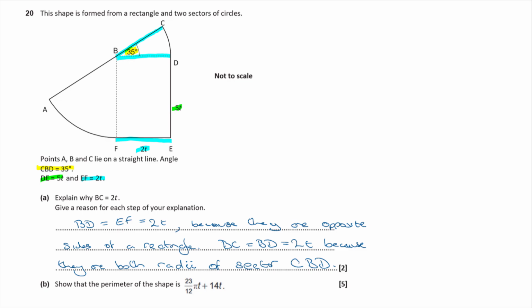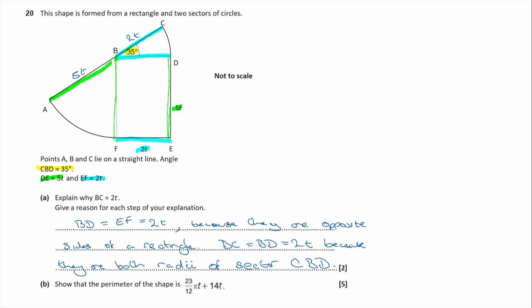And then part B says show the perimeter of the shape is 23 over 12 pi t plus 14t. Okay, so quite a complicated perimeter. It's got BC, I've already marked. It's the radius of that sector, which I know is 2t. I found it earlier. Let's write that in. Then I've got this side here, which is going to be the same as this side, isn't it? It's going to be 5t. That's going to be 5t for the same reasons that BC was 2t.